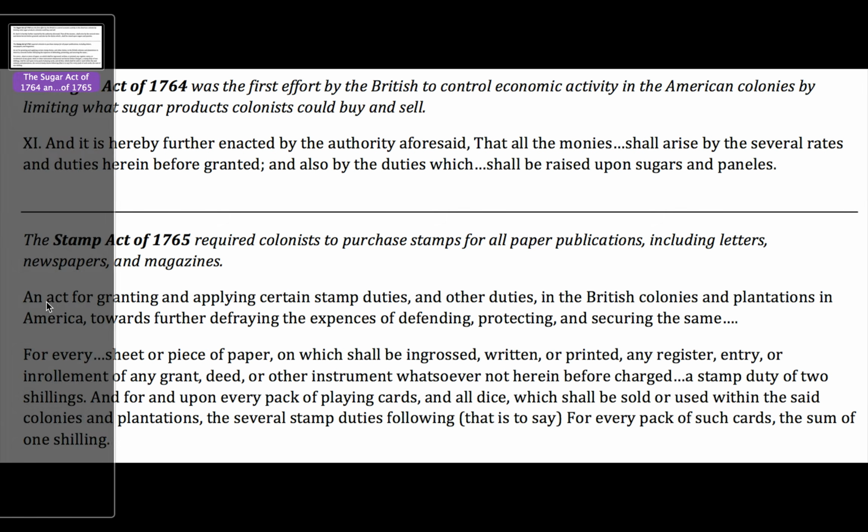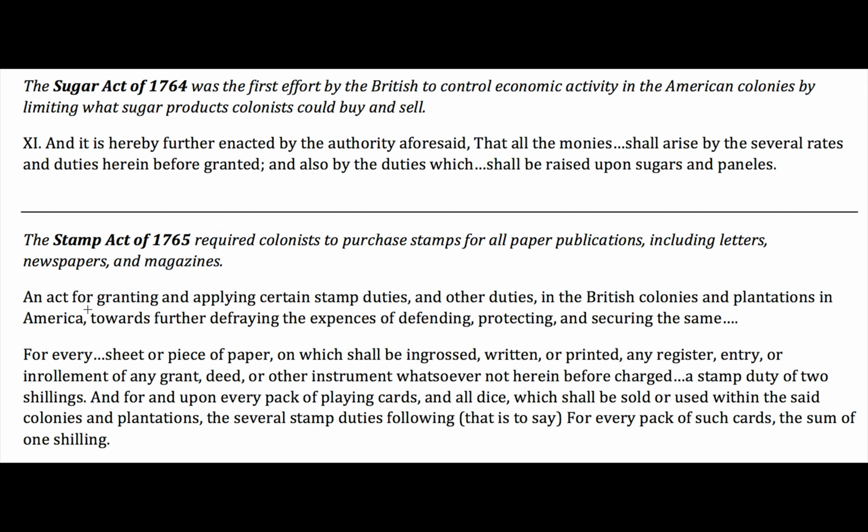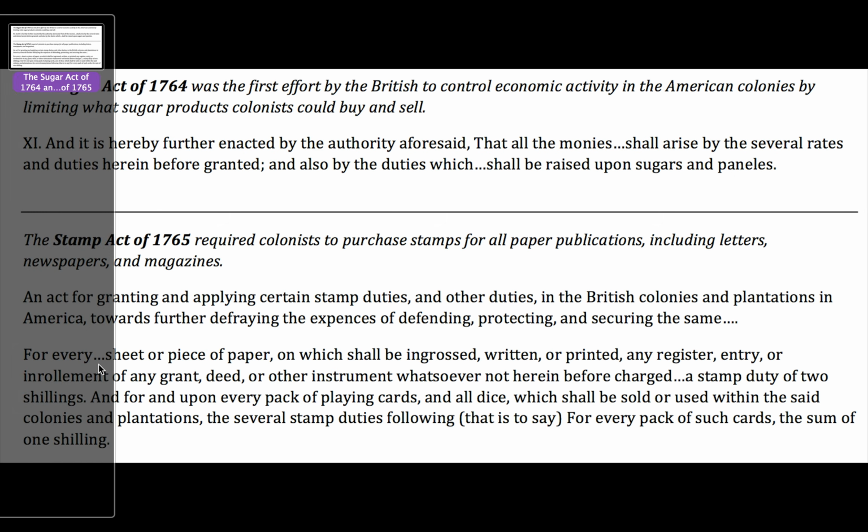So this law says, "An act for granting and applying certain stamp duties and other duties in the British colonies and plantations in America towards further defraying the expenses of defending, protecting, and securing the same. For every sheet or piece of paper on which shall be engrossed, written, or printed any register, entry, or enrollment of any grant, deed, or other instrument whatsoever not herein before charged, a stamp duty of 2 shillings." Shillings is the type of money that they had.